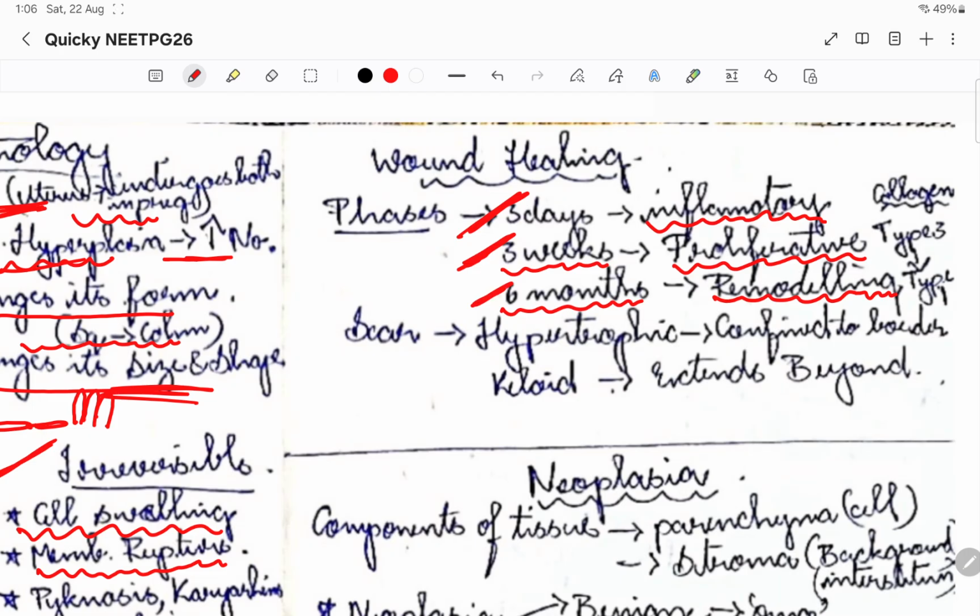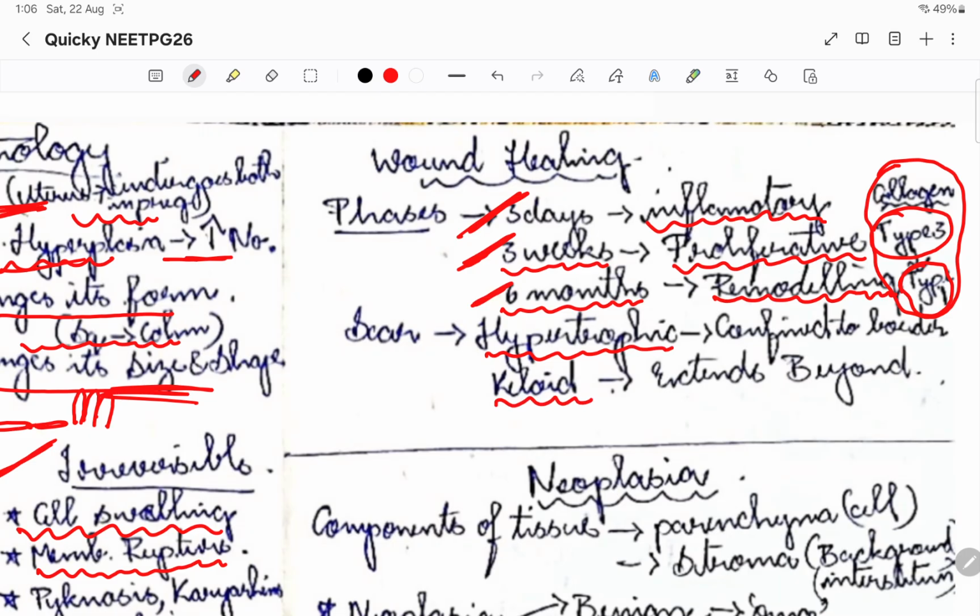The main thing, as I had discussed in dermatology also, is that healing happens from type 3 collagen to type 1 collagen. Type 3 to type 1, please remember this. I had told you there also that if this type 3 to type 1 collagen conversion is not happening, then it will lead to a pathology called hypertrophic scarring or keloid scarring.